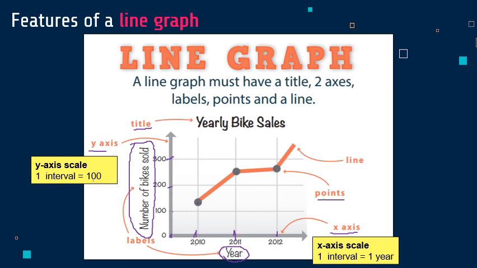So now I understand the line graph, I can actually start interpreting it, finding out what the main meaning behind this graph is. Now, overall, you could say, well, the main story or the main meaning in this graph is that yearly bike sales have increased between 2010 and 2012, and they continue to go up into 2013.